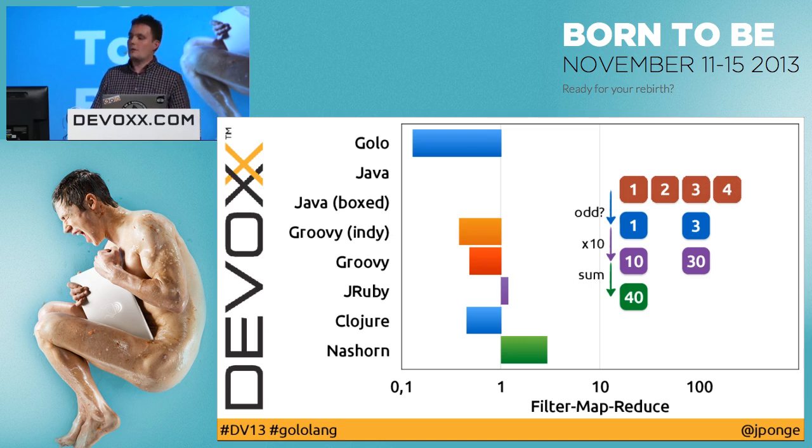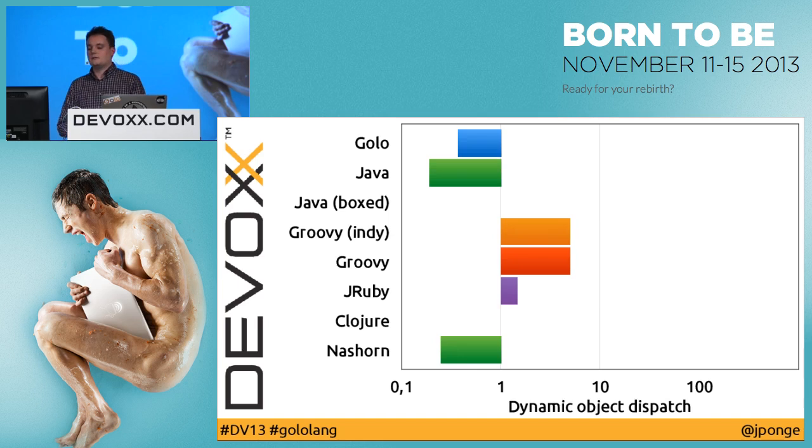We also have a filter map reduce micro benchmark in the code. So that is that you do first a filter operation on the elements of a collection, then you map the values, and then you just reduce it. So here you can see that we have good performance. And the last micro benchmark is about dynamic object dispatch. So in this case, you can see that Nashorn, which is the JavaScript implementation by Oracle, shines, which is good news, because JavaScript is all about having some kind of hash maps and weird objects. You can do crazy stuff with that. So our performance is not too bad as well.